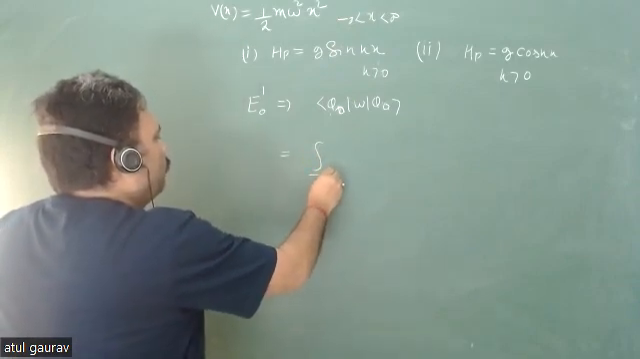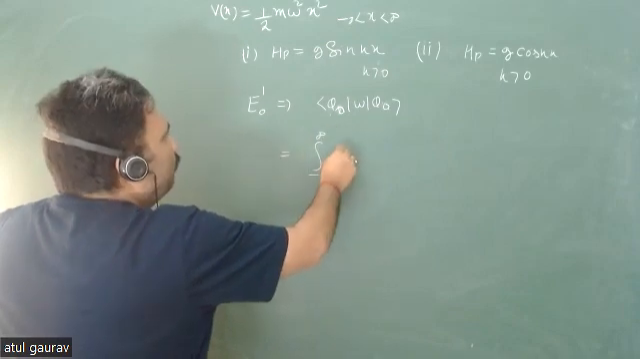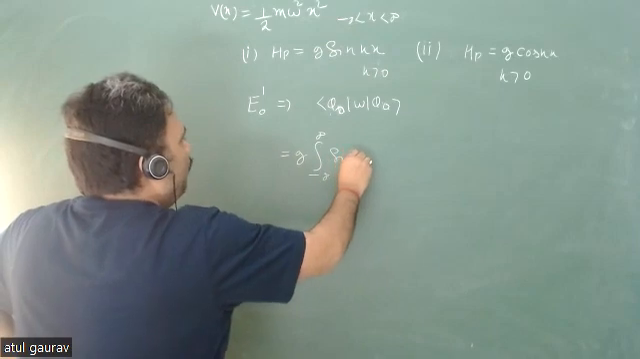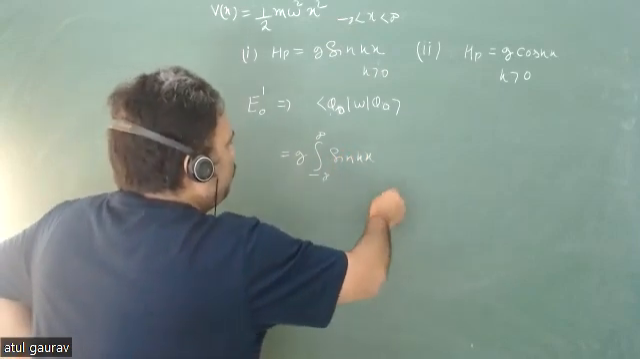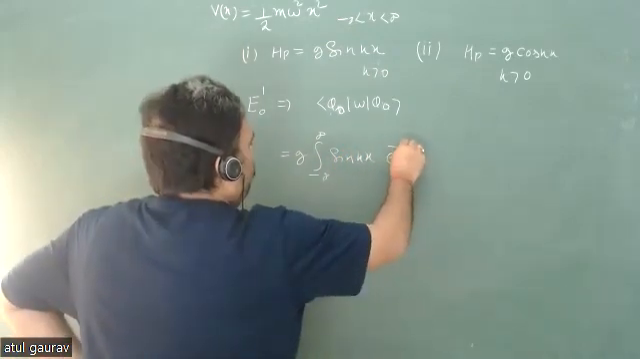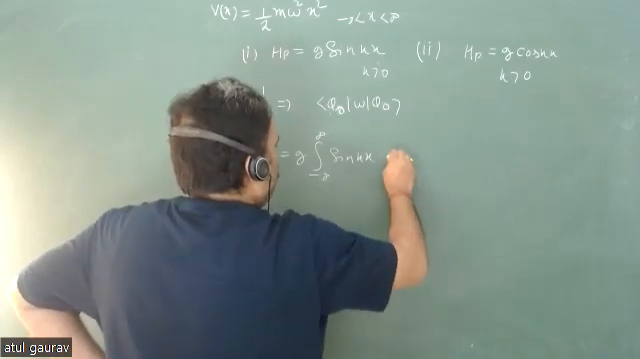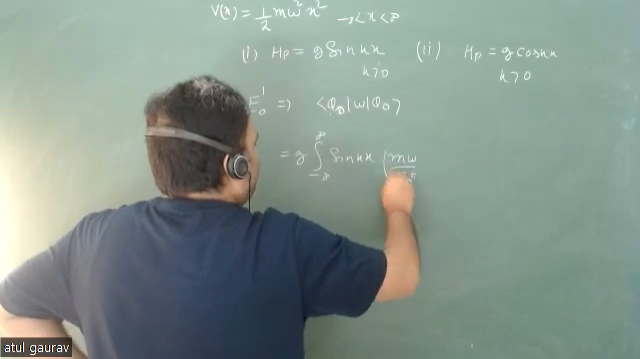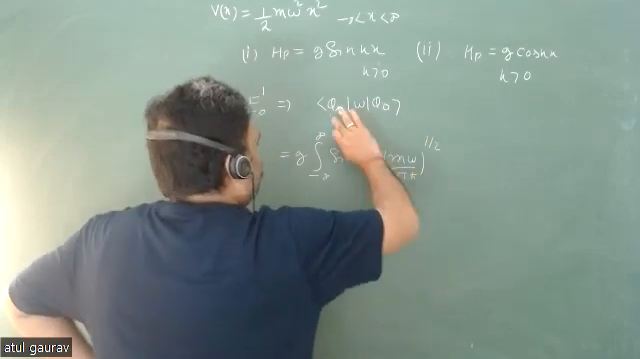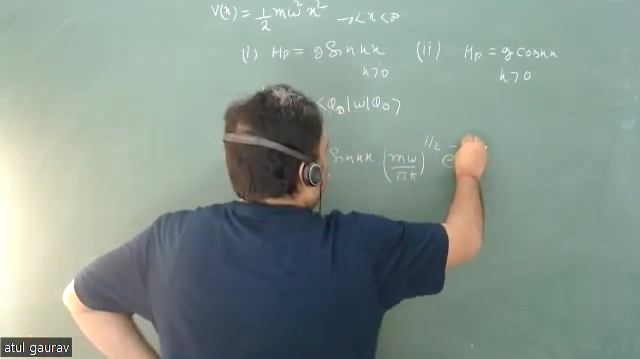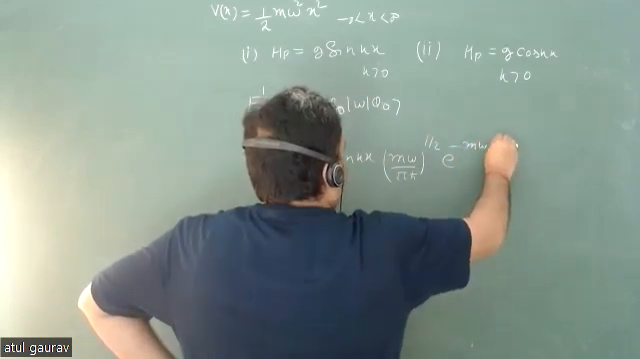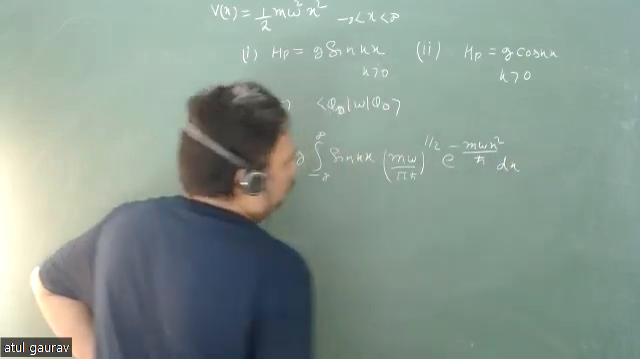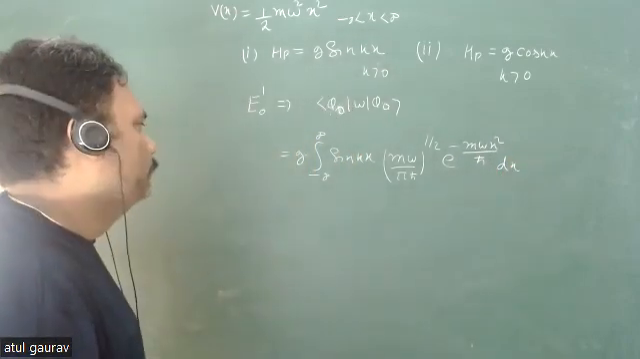That means we have to go from minus infinity to plus infinity, and that value I can take G outside. We have sin kx e to the power minus, so your normalized value is (m omega upon pi h cut) to the power 1 by 2, because psi star psi, and e to the power minus m omega x square upon h cut dx. What will be this value?